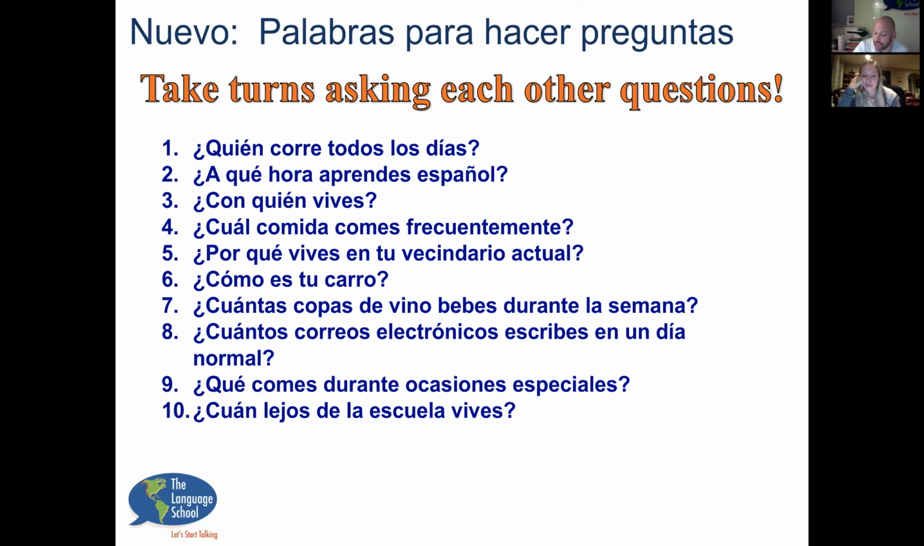¿Qué comes durante ocasiones especiales? ¿Cómo se dice... cake? Como pastel. It's el pastel. Como el pastel. Mm-hmm. Yo como el pastel durante ocasiones especiales. And there's a lot like kind of in proximity to the United States, people will use the word cake. Como el cake. Oh, okay. Muy bien. ¿Cuán lejos de la escuela vives?